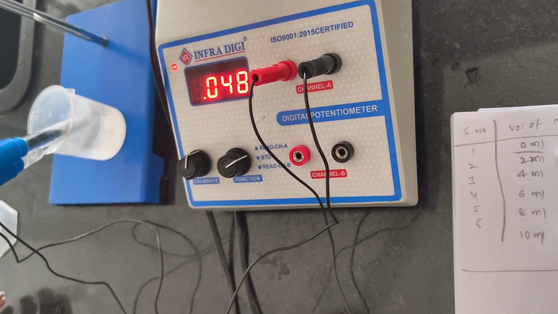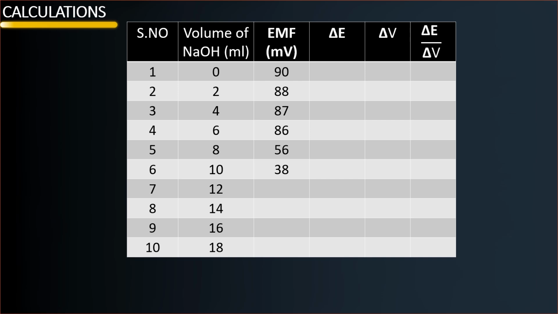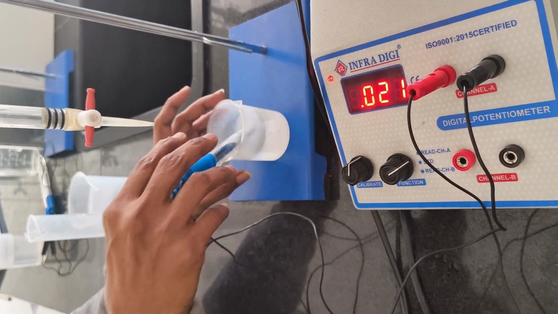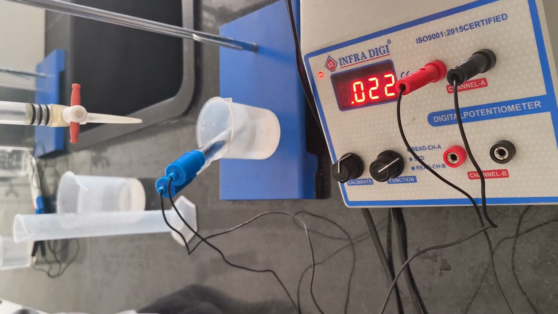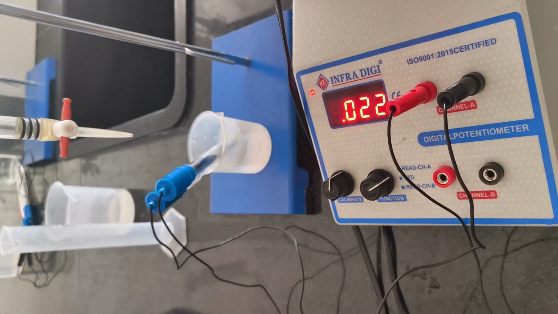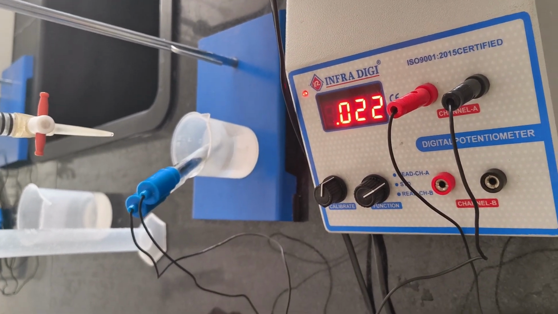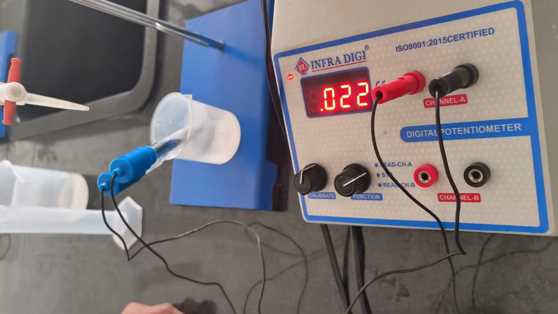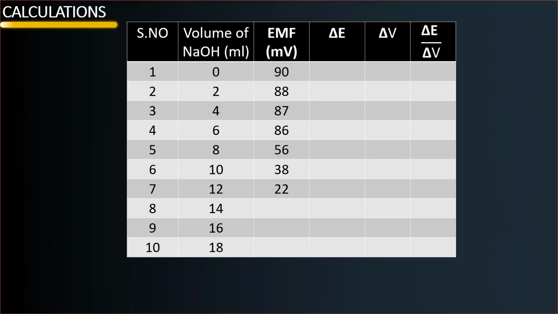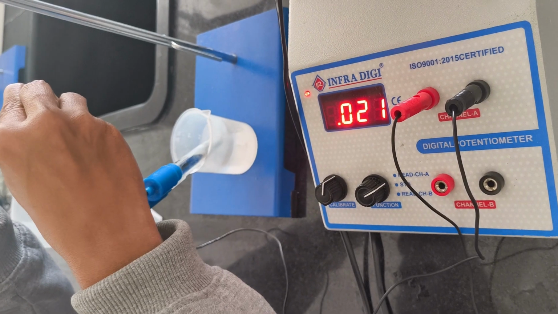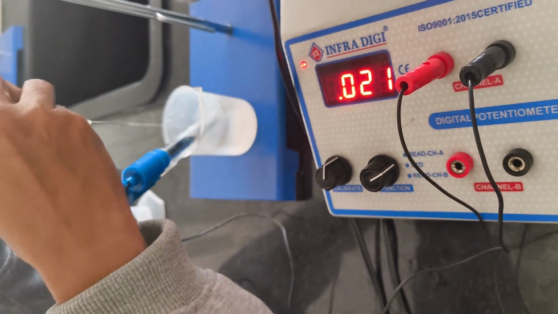So now the value is 0.021, 0.022. Like that, by adding 2 ml each time, you have to note down the EMF readings. That is the experiment procedure.